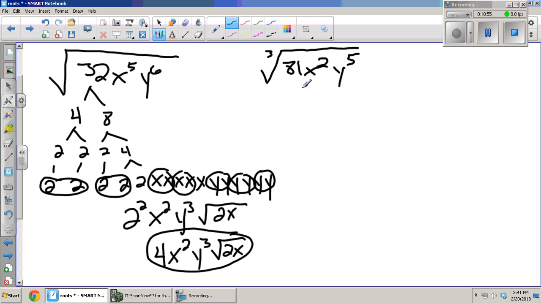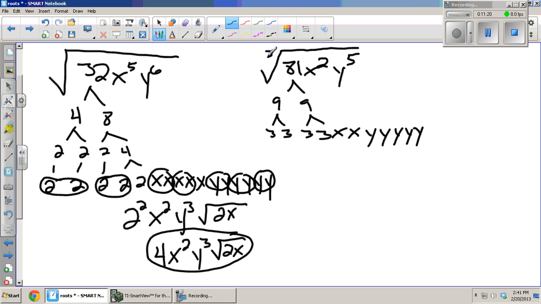Alright, this is 81. Now look, be careful, this is cubed. I know 81 is 9 times 9. And I know 9 is 3 times 3. So that's the same here, 3 and 3. Now I'm going to list, these are prime, I can't list out anymore. I'm going to list all my variables. I have 2 x's and I have 5 y's.